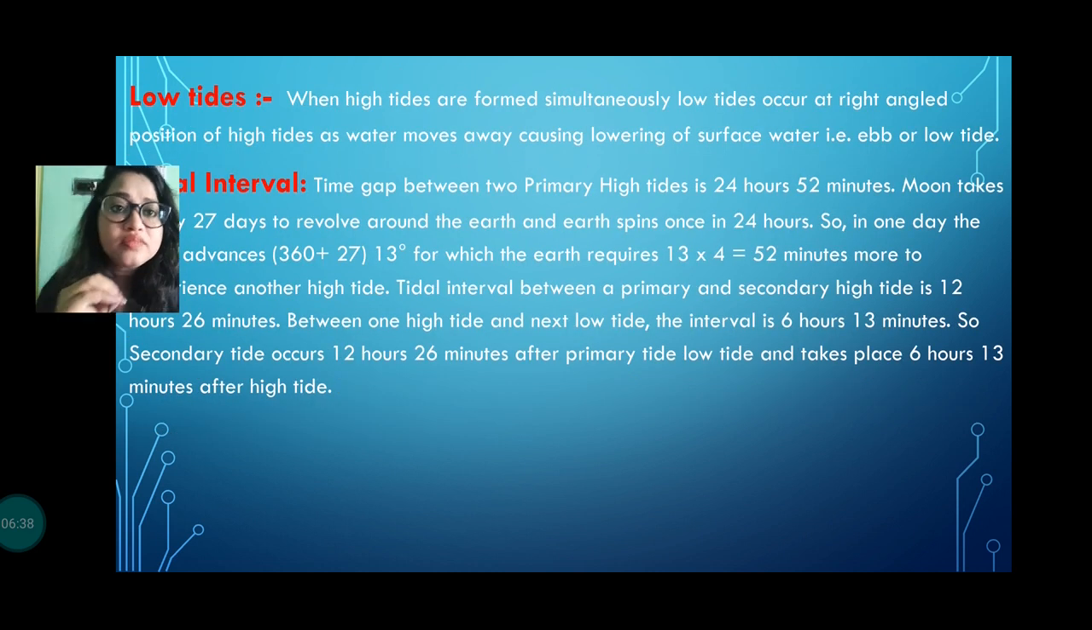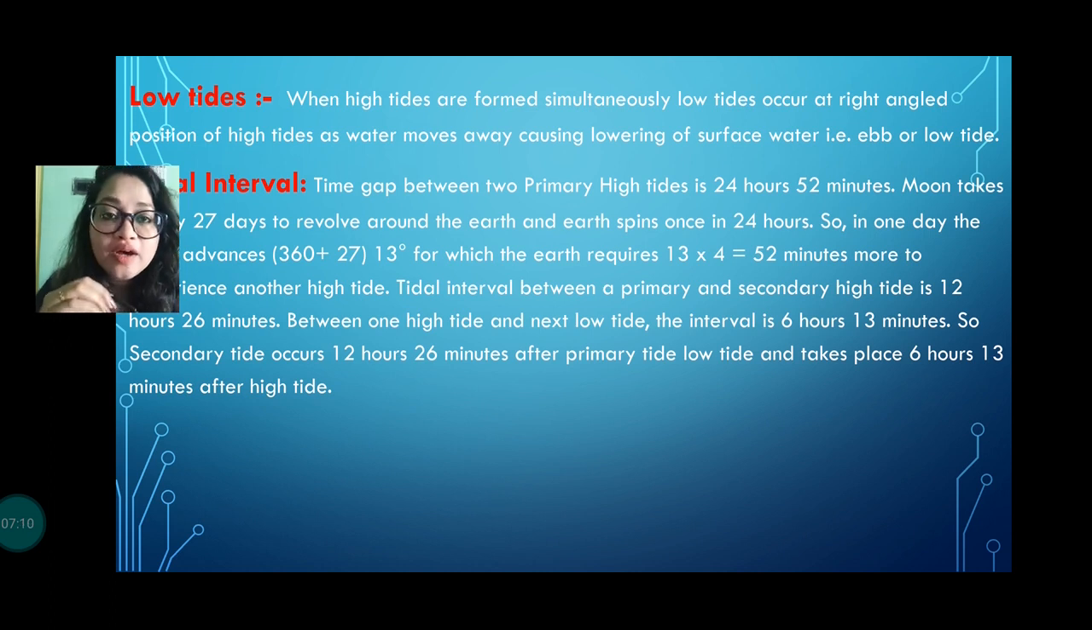Then what is low tide? When the high tides are formed, on this side the moon is there, and all the water is captured by this side and this side. So at these two sides there is very little water. So when the high tides form, simultaneously the low tides occur at the right angle positions of the high tides. As the water moves away, the surface water lowers, and that is known as low tide.